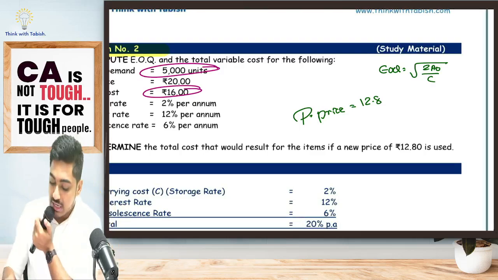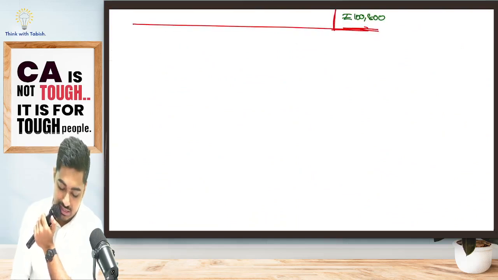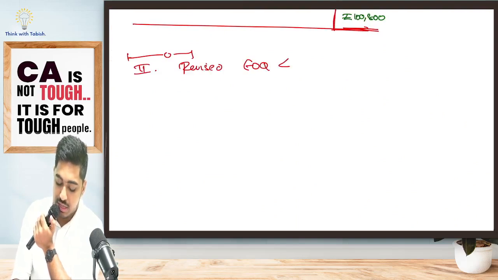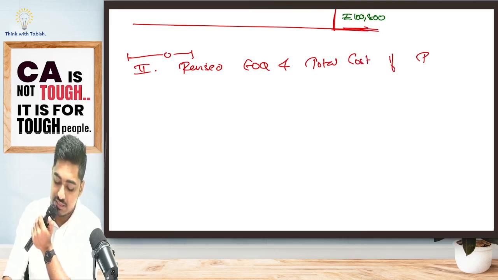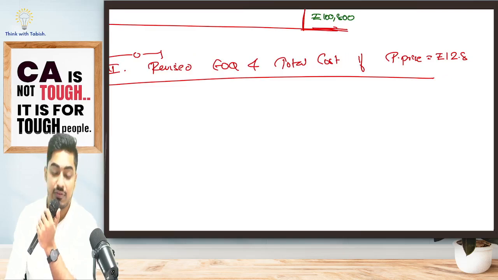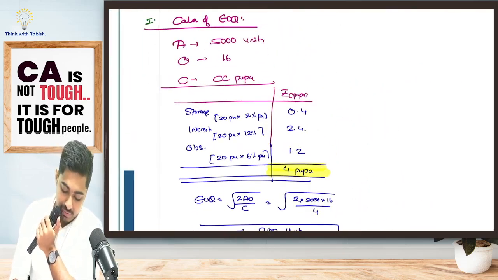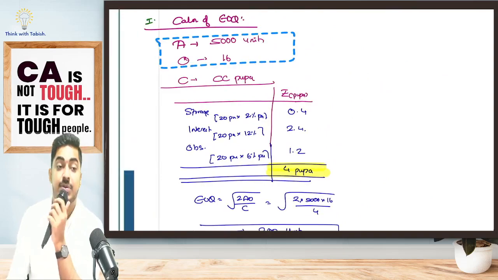Is this clear, everyone? That means what is going to be my requirement is I'll have to calculate my revised EOQ. Revised EOQ and total cost if purchase price is rupee 12.8. Yes or no, everyone? Simple point being, other data will not change. Look at this, everyone. All other data will remain the same. I will just quickly scribble and show it to you guys.